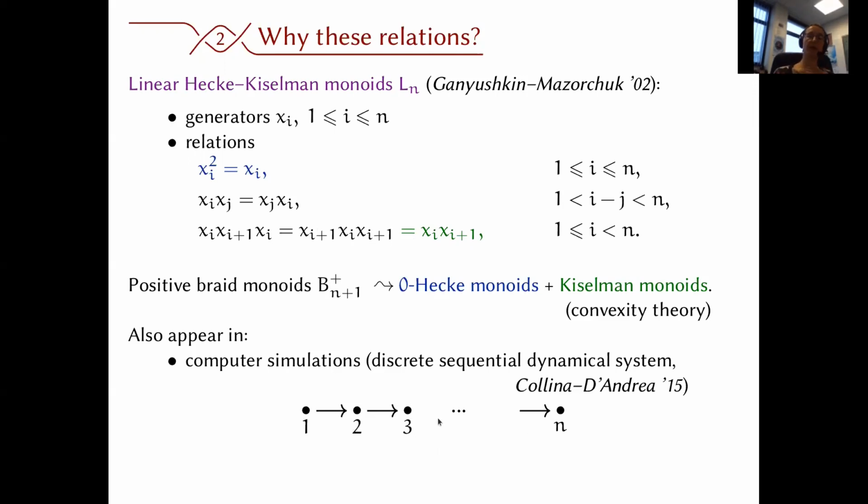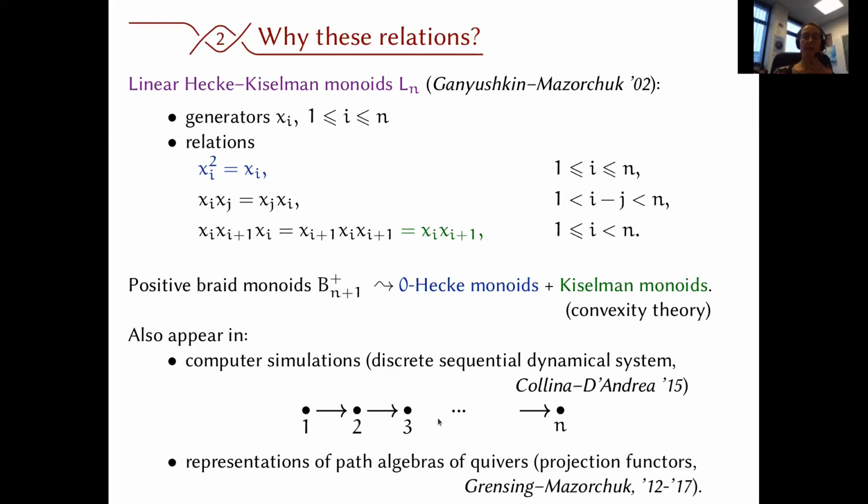This is a very natural object, and I will just mention that these objects also appear when you are thinking about the representations of path algebras of quivers corresponding to the same graphs, and they come from projection functors, which were considered in a series of papers by Grensink and then Grensink-Mazorchuk.